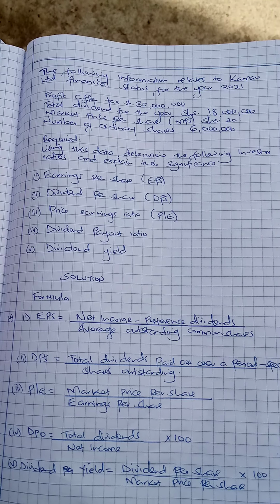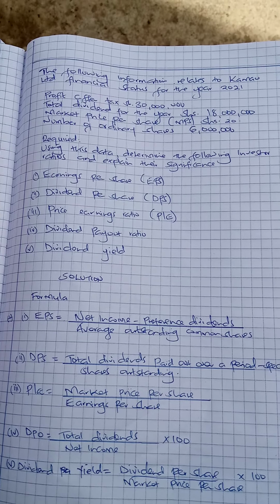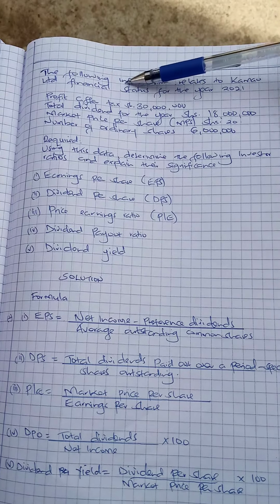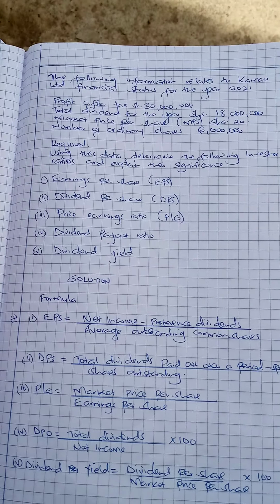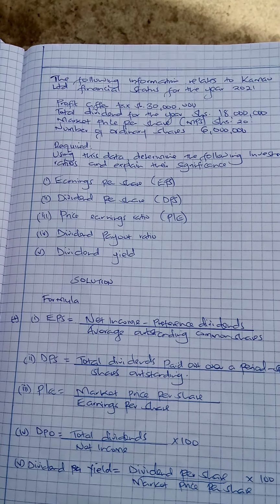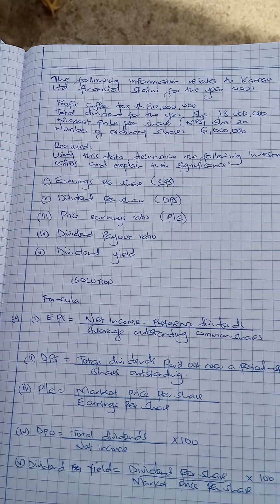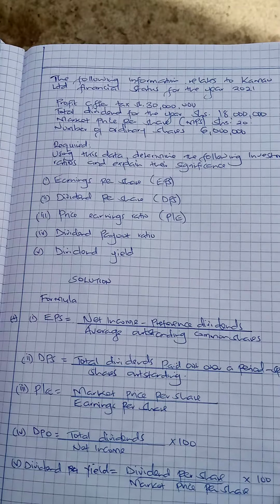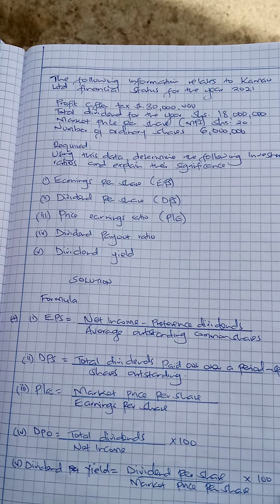So in this lesson we are going to learn about ratios, and we are going to do it using an illustration. So let's go through this particular illustration together. This is where I'm reading. The following information relates to Kamau Limited financial status for the year 2021. We have profit after tax 30 million, total dividend for the year 18 million, market price per share 20 shillings, number of ordinary shares 6 million. Required, using this data, determine the following investor ratios and explain their significance.